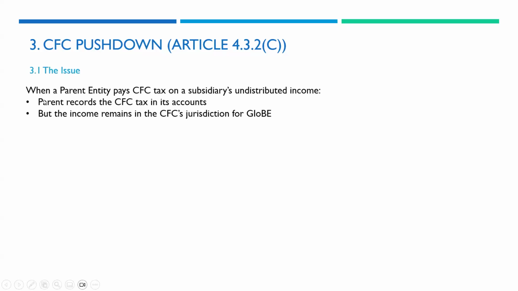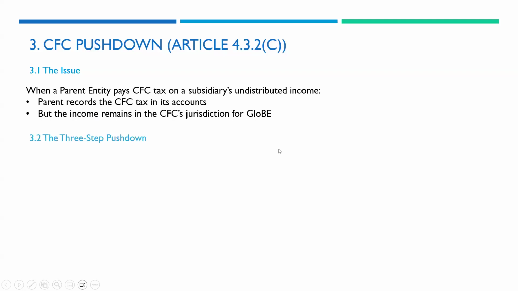Okay, so let's see. The issue is, when a parent entity pays CFC tax on a subsidiary's undistributed income, the parent records the CFC tax in its accounts. Right? The tax is in the parent's records, but the income remains in the CFC's jurisdiction. So that creates an asymmetry. So what they have told us is this tax that is in the parent's records, push it down to the subsidiary.